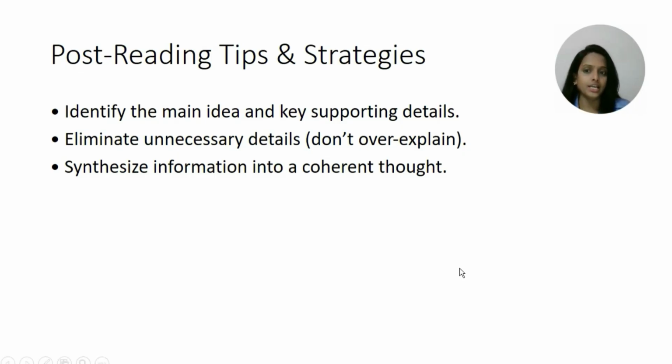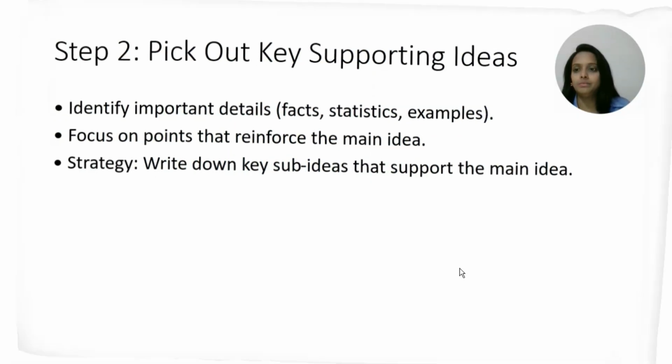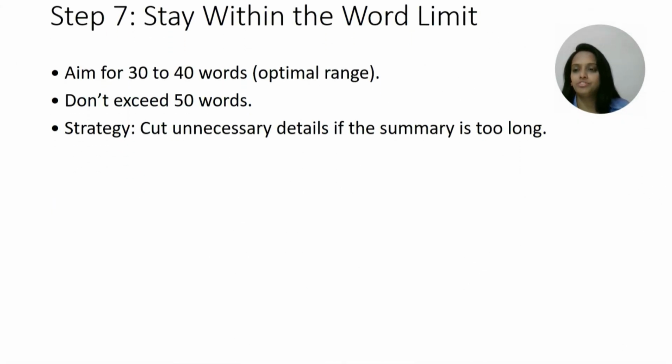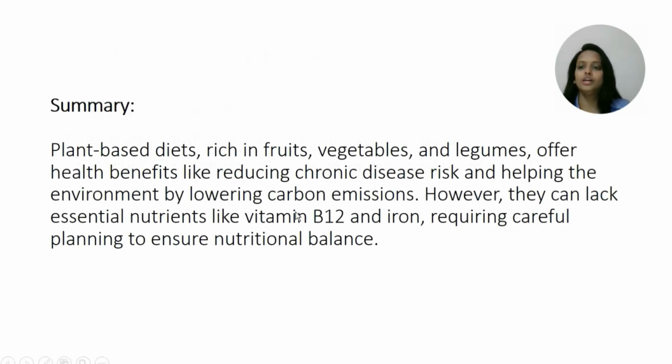Okay, and let me show the summarized text after applying the strategies. Okay. Plant-based diets rich in fruits, vegetables, and legumes offer health benefits like reducing chronic disease risk and helping the environment by lowering carbon emissions. However, they can lack essential nutrients like vitamin B12, iron, requiring careful planning to ensure nutritional balance.